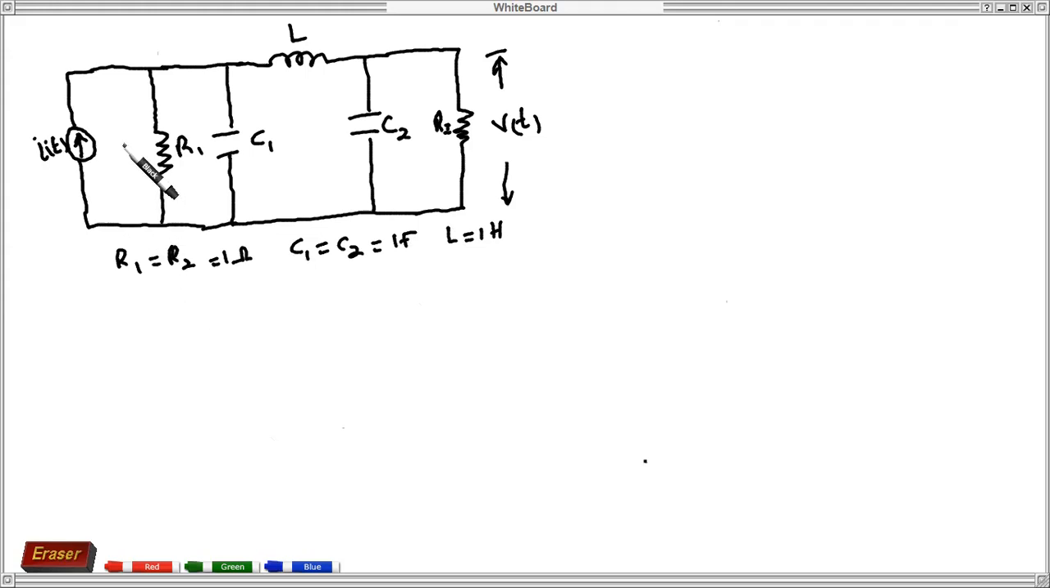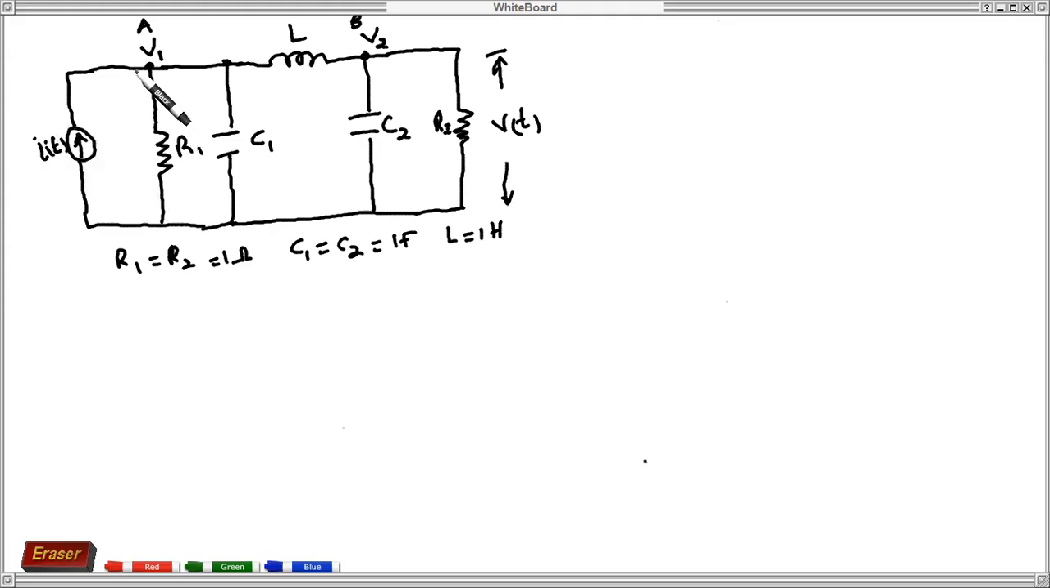Okay, so we can indicate the currents in the network as follows. So there is this node and this node. This node and this node are the same nodes. So we call this node A and call this node B. The voltage here is V1. The voltage here is V2.